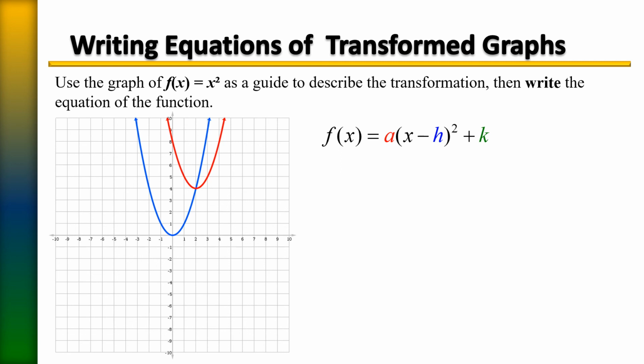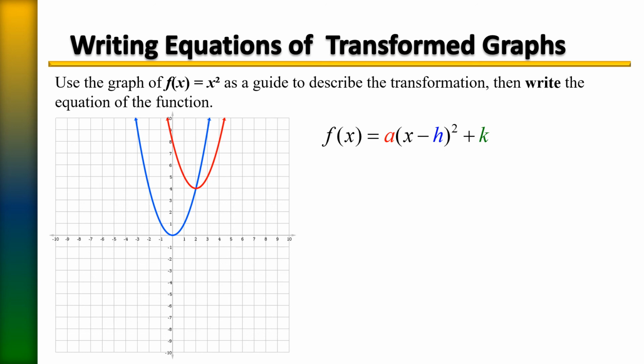Now the next thing we need to determine is whether there was any horizontal translation going on, and as we can see, yes, there was. The graph moved from its center at 0 over to now it's at 2, and so that's 2 units to the right. And so remember, when we want to write that, that's going to be x minus 2 squared.